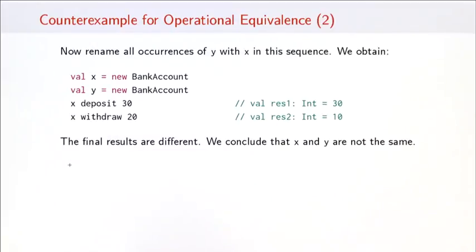So that was the first half of the experiment. In the second half, we rename every occurrence of y in the sequence of operations to x. So now we have x deposit 30 and x withdraw 20. And yes, indeed, now the second line would give us a result of 10 rather than an insufficient funds exception. So the final results of both halves of the experiment are different, and that means we can conclude that x and y are not the same, that they define different objects.